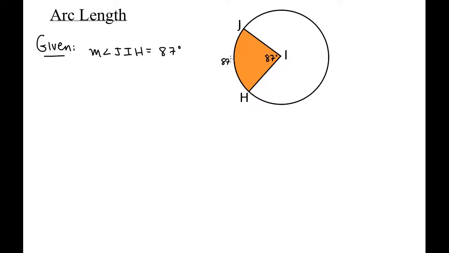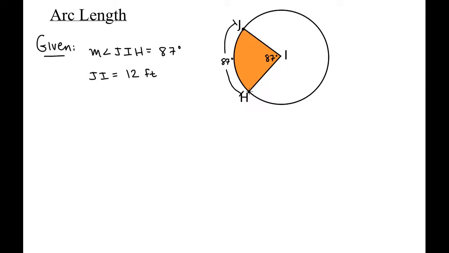As you know, the central angle is 87. This arc measure, which is different than arc length, remember, is 87. They're exactly the same. And I'll also tell you that the radius, segment JI, has a measure of, let's say, 12 feet.